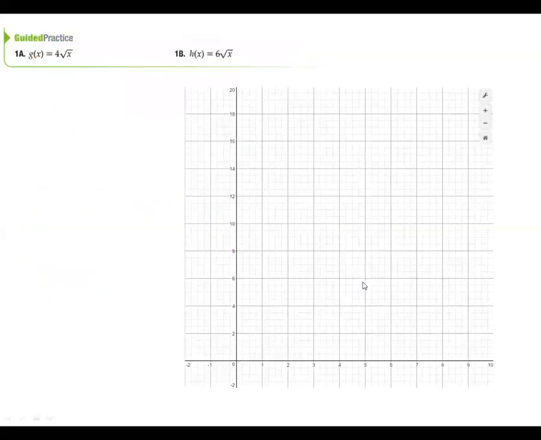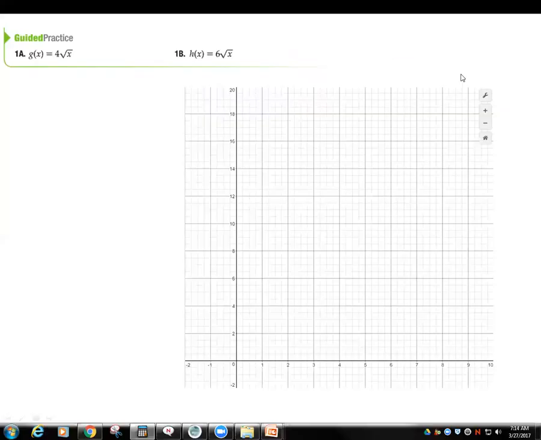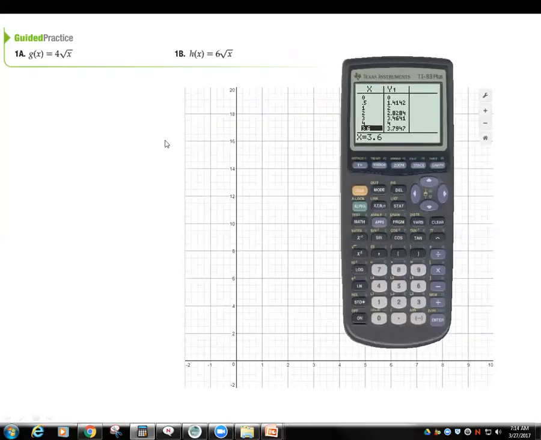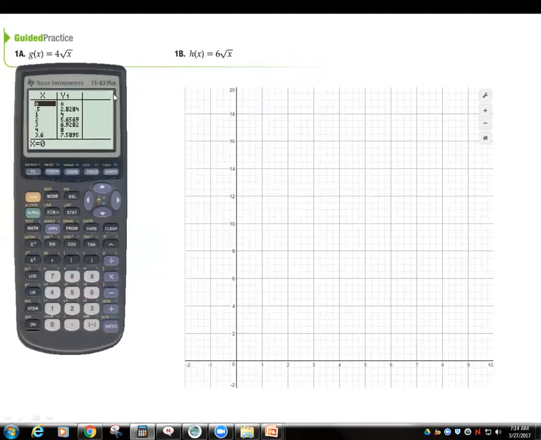All right? Okay, here's a couple for you to try. Go ahead and pause the video. Okay, we're back. So the first one, we want to graph 4 square root of x. I would go to my y equals menu, change the 2 to a 4, and go to second table, and here are my coordinates.